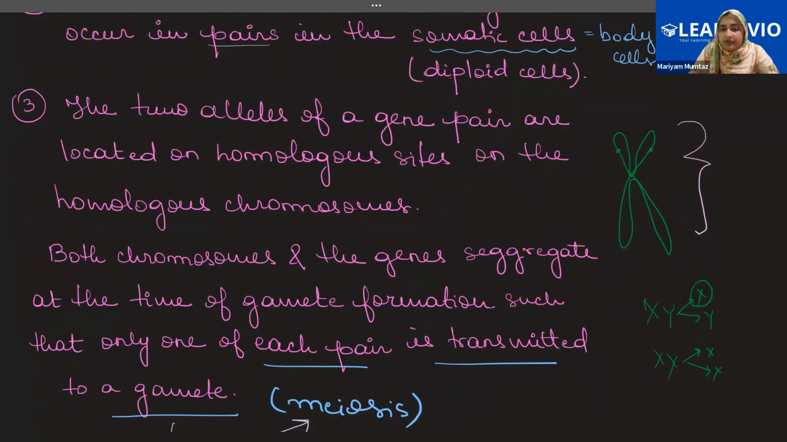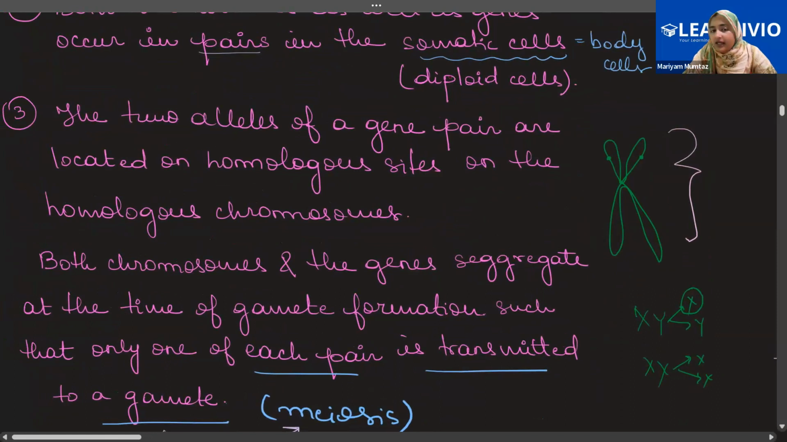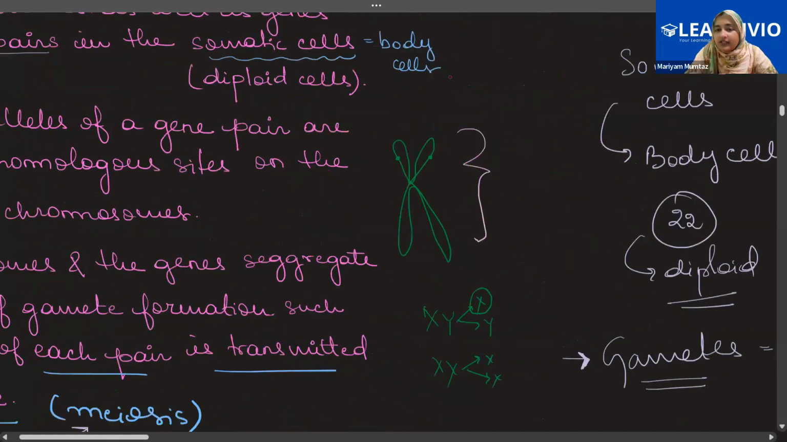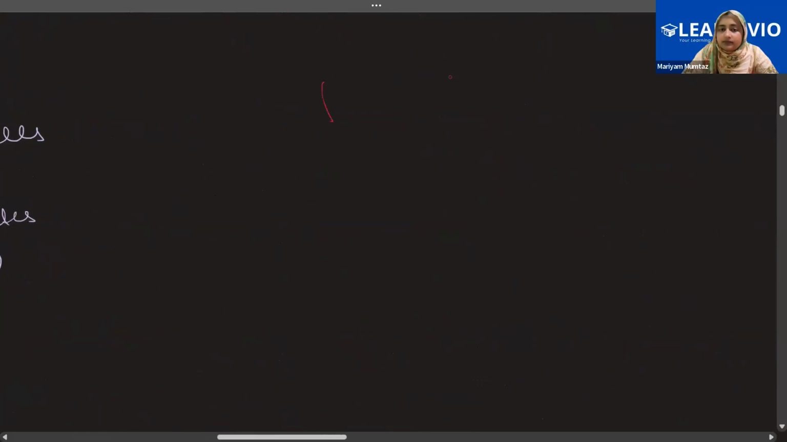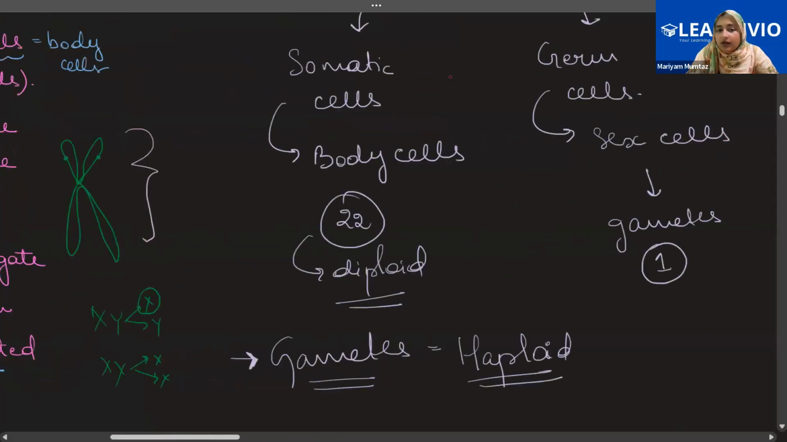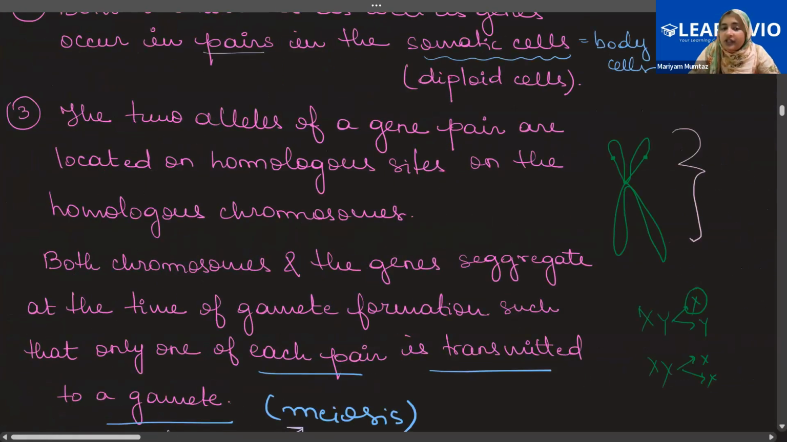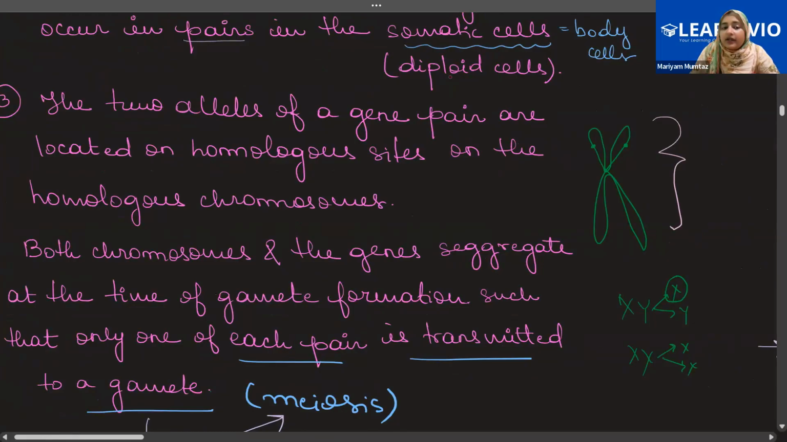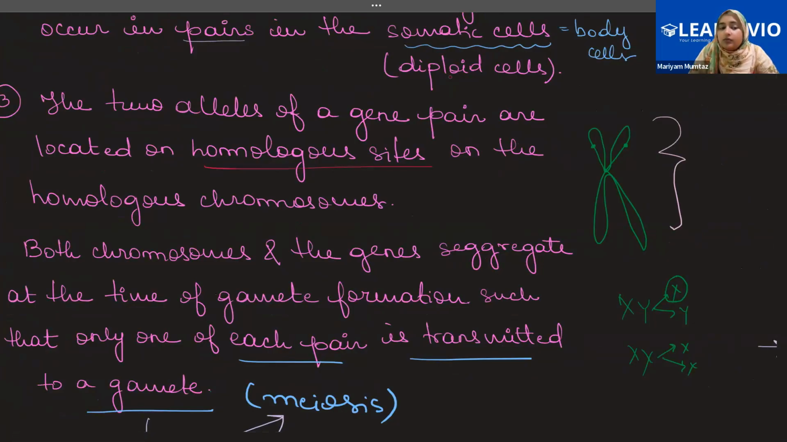The two alleles of a gene pair are located on the homologous sites on the homologous chromosomes. See, homologous means at the same site. For example, if this is one chromosome, it is a homologous chromosome, and these two for each other are non-homologous chromosomes. So when we talk about the two alleles of a gene pair, meaning the two possible traits, they are located on the homologous sites on the homologous chromosomes. Clear?